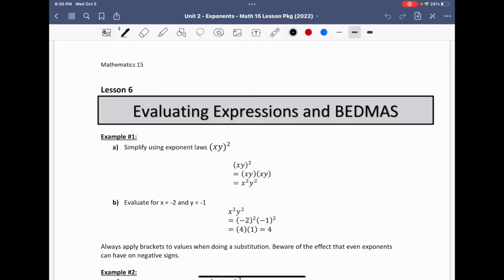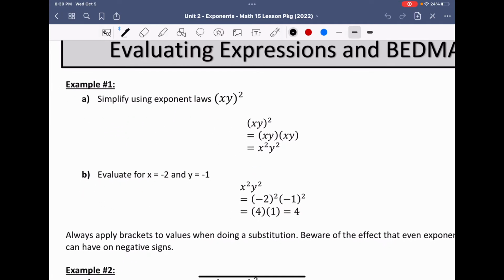All right, so now we move into lesson 6 of exponents, and it's evaluating expressions and using BEDMAS. So let's consider example 1 here. They say simplify using exponent laws. And so what they do in this example is they say, if I give you this expression, well, anything raised to the second power can be written out 2 times as follows.